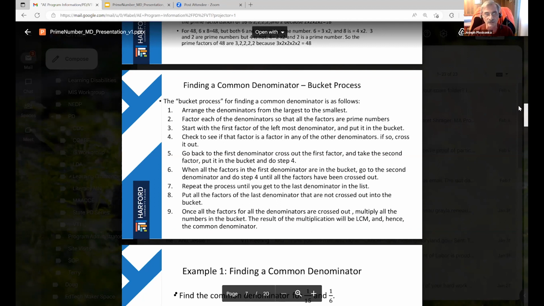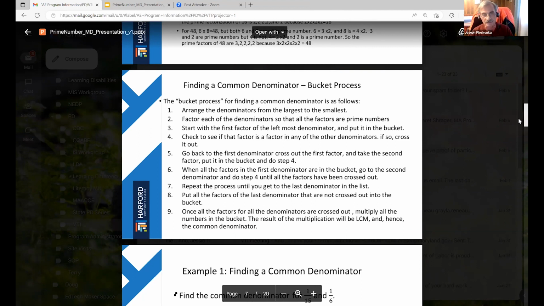Then you factor each denominator into its prime numbers, and you put the prime factors underneath each of the denominators. Then you start with the factor in the leftmost denominator, and you put that factor in the bucket. And then you go back and check to see if it is a factor in any other denominators. And if it is, you cross it out. Then you also cross out the factor in the first denominator.